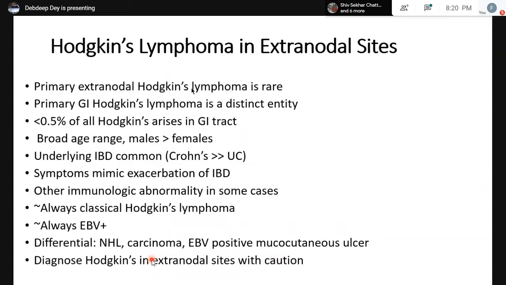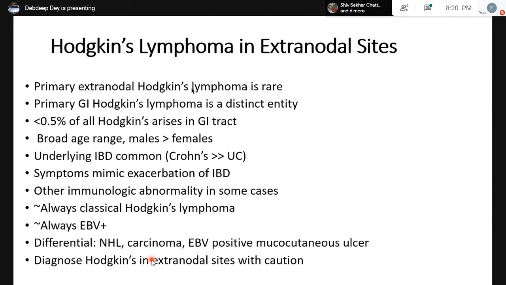Hodgkin lymphoma in extranodal sites is very rare. You should be very cautious in diagnosing a Hodgkin lymphoma in an extranodal site. Although primary GI Hodgkin's lymphoma is a distinct entity, it presents in a broad age range with males more than females. Symptoms mimic exacerbation of IBD, and it is always a classical Hodgkin lymphoma, always EBV positive.